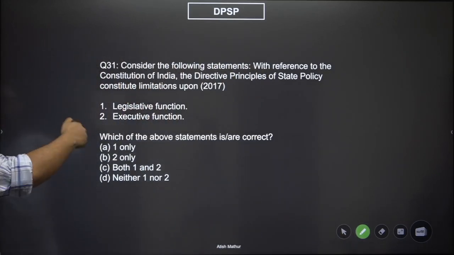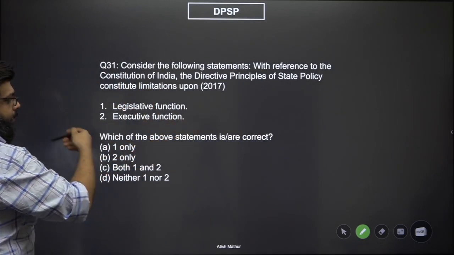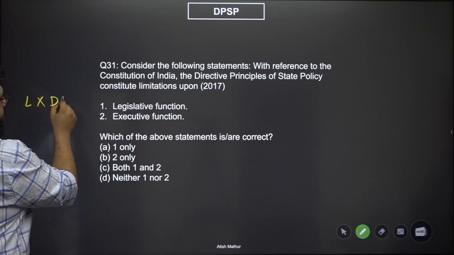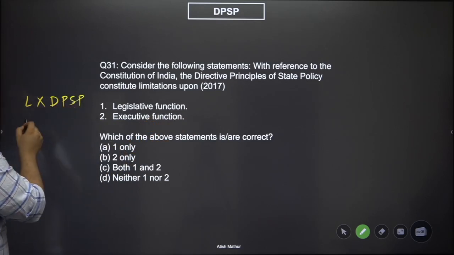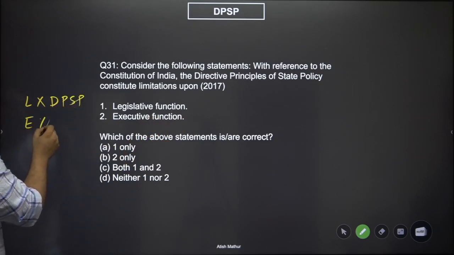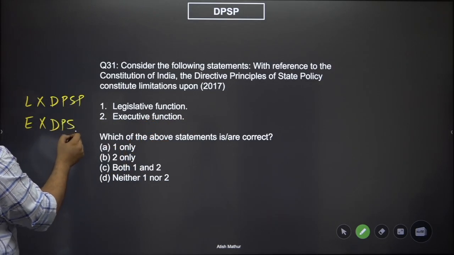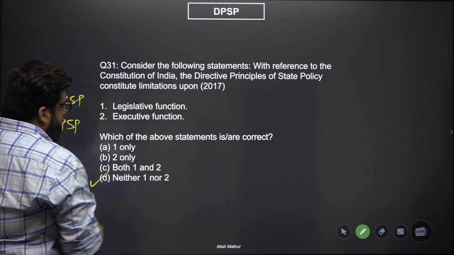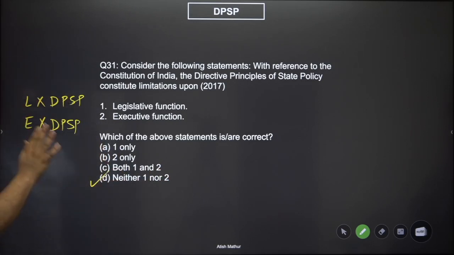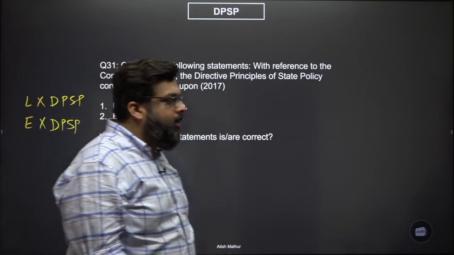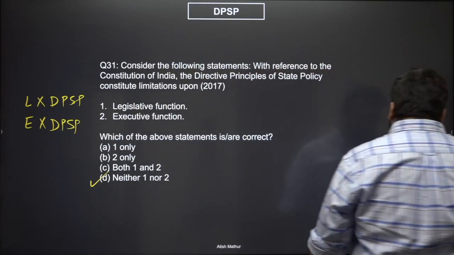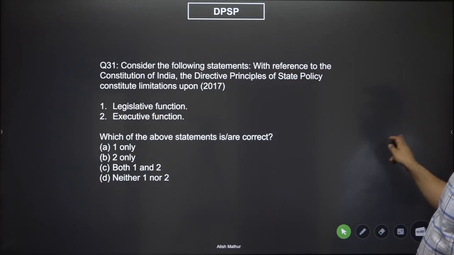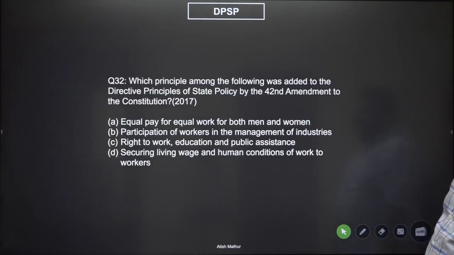are constituting limitations upon, which means a law cannot be made on a directive principle. An executive order cannot be made on a directive principle. Why? If they want to, they can, which means both are incorrect. The only thing it constitutes limitation upon is enforcement in a court of law, which means both the options are incorrect, and your correct option would be D, which is neither 1 nor 2.